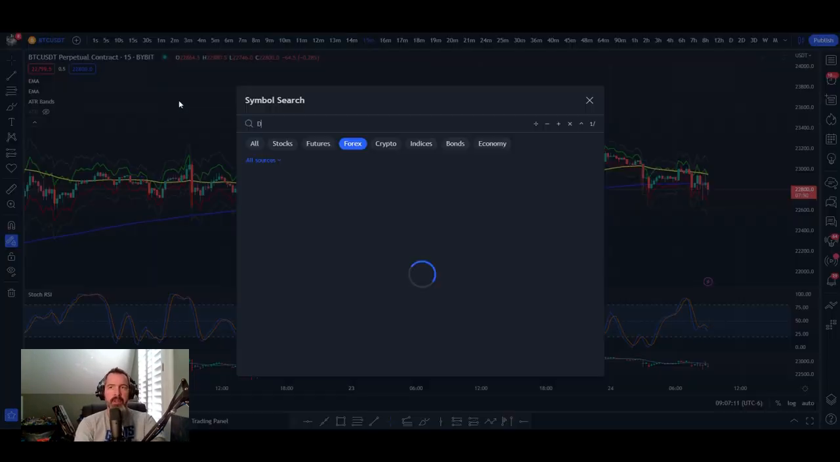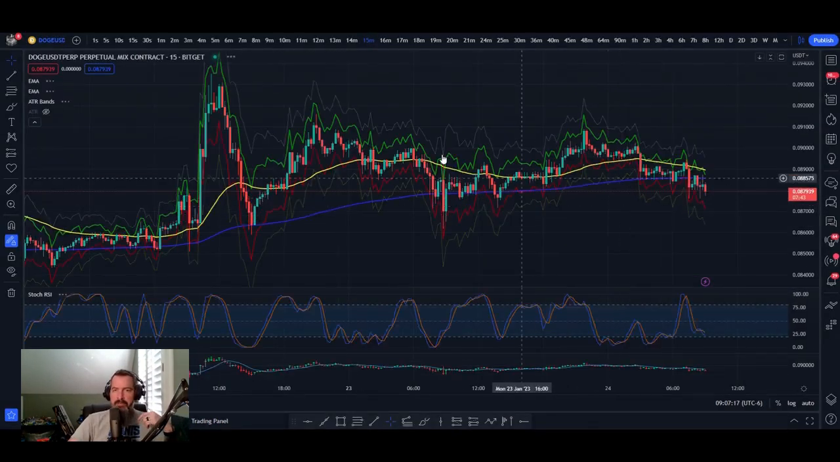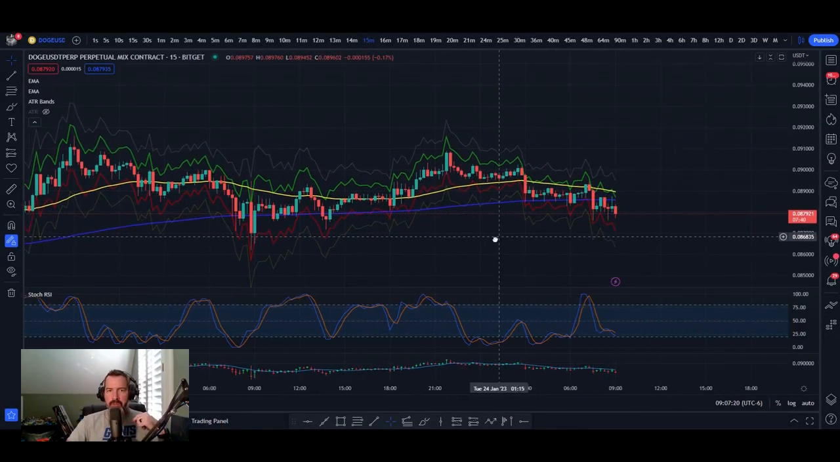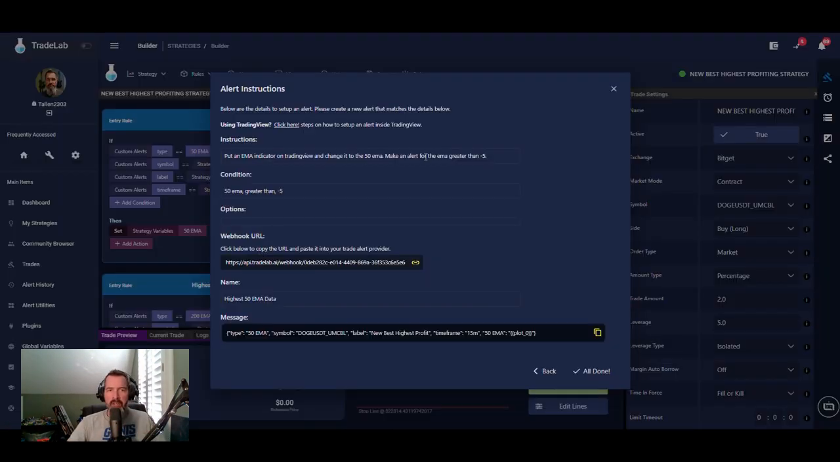Otherwise you will be completely screwed up. So we'll search Doge and crypto BitGet. There we go. So in order to have this strategy run correctly, you're going to put an EMA indicator on your chart and set it to the 50 EMA.